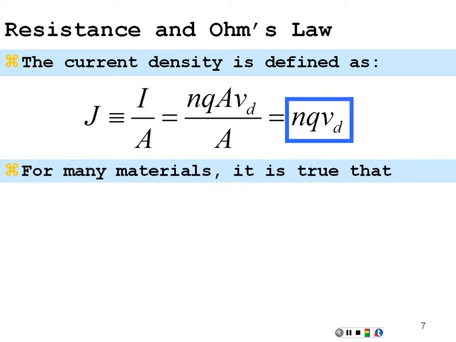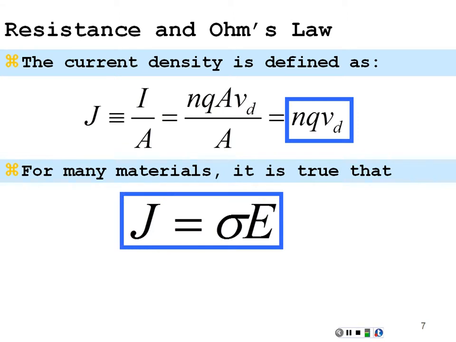Turns out for many materials, it is true that the current density, which we designate by J, is equal to another constant, which we call the conductivity, designated by sigma, times the electric field. So the current density equals the conductivity times the electric field. This statement is the electrodynamics statement for Ohm's law. And if you take a course in electrodynamics after this one, you probably will see this kind of statement used a lot in that course.